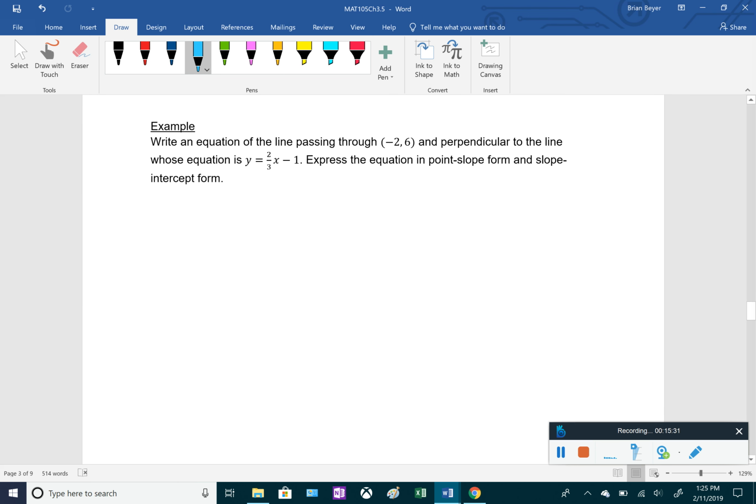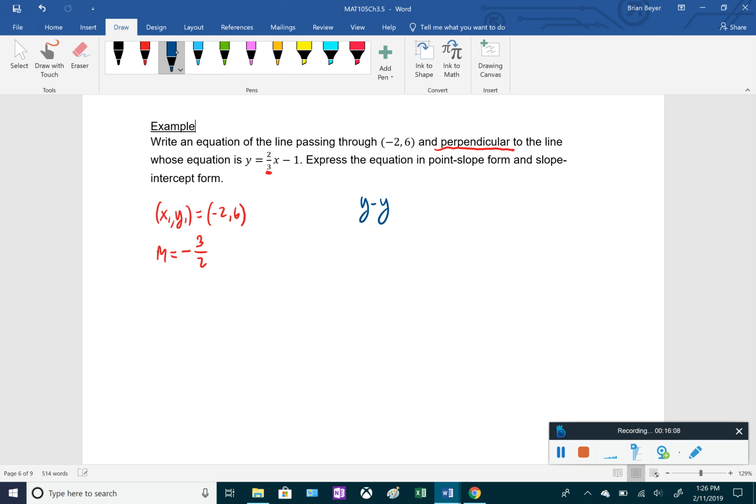Let's do one more of these to make sure we're good. Write an equation of the line passing through the point -2, 6, and it's perpendicular, so negative reciprocal slope again, to the line whose equation is y equals 2/3 x minus 1. This one is already in slope-intercept form, which is great. So this one's slope is 2/3. That means our slope is the negative reciprocal, -3/2.